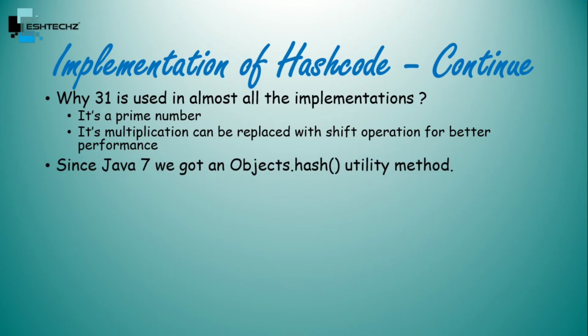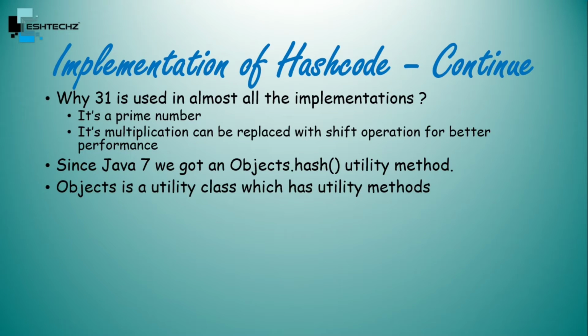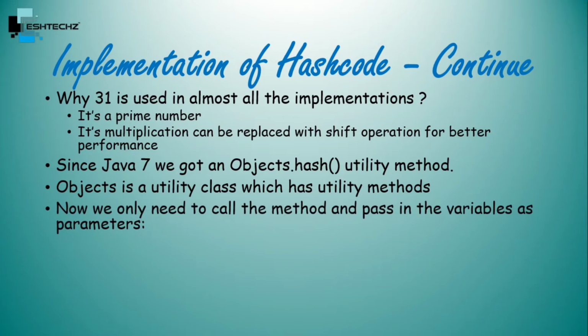Now since Java 7, we got an Objects.hash utility method. Now don't confuse it with the Object class. So Object and Objects are two different classes. Objects is a utility class which has utility methods. Now we only need to call the method and pass in the variables as parameters. So since we have three parameters, we can pass them as Objects.hash, ID, name and email.